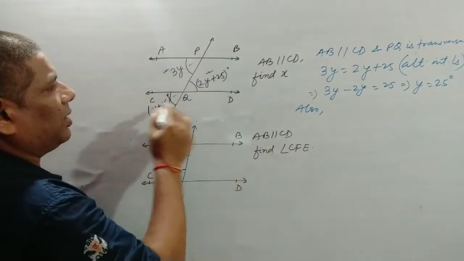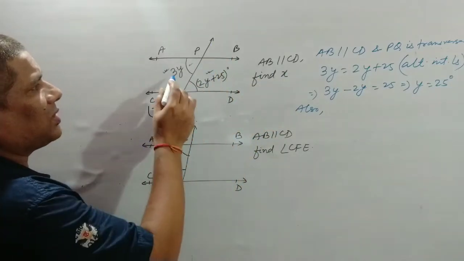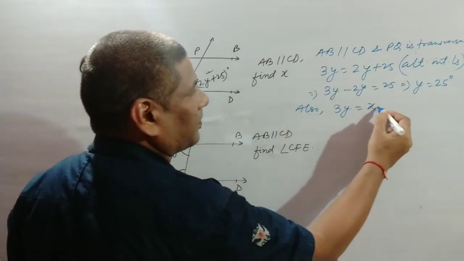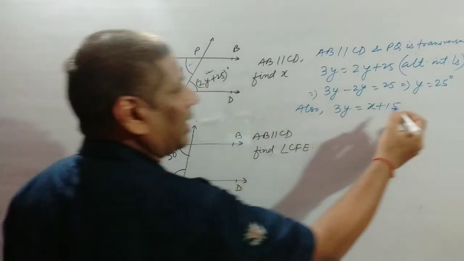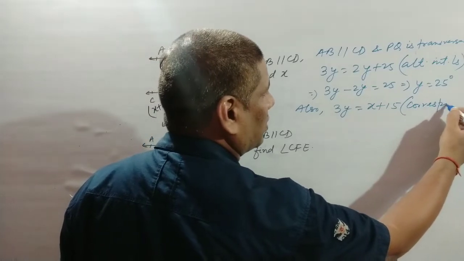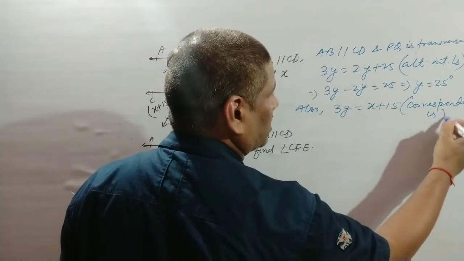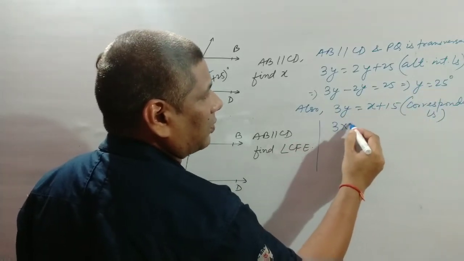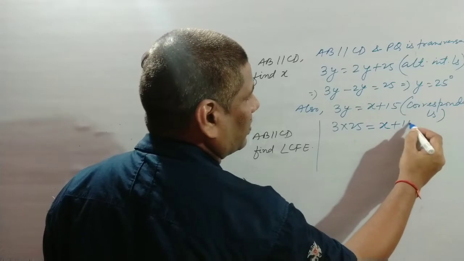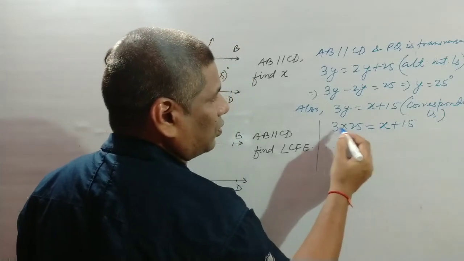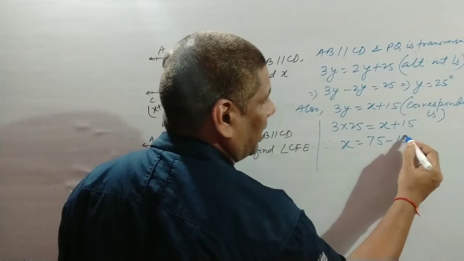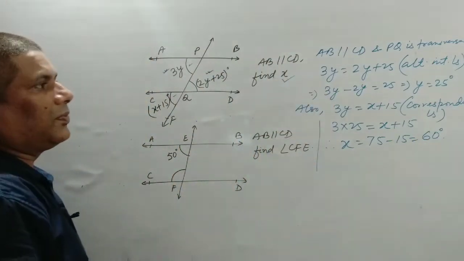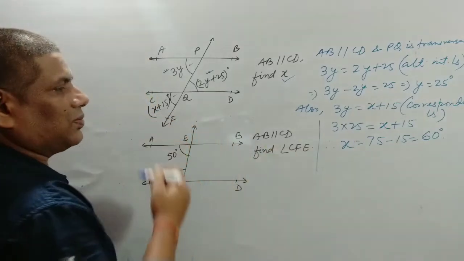So also AB parallel to CQ and PQ is again transversal. So 3y equals x plus 15 by corresponding angles. This is called corresponding angles. So here y we have 25. So put y equals 25 equals x plus 15. Therefore x equals 75 minus 15, that is 60 degree. In this way we have found x equals 60 degree.